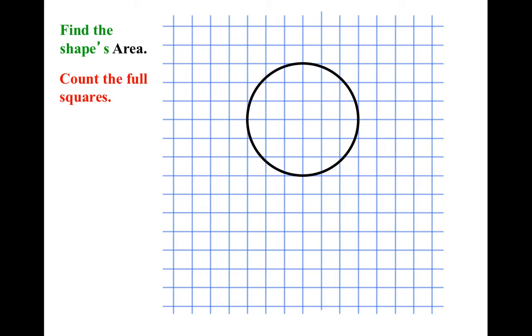So first, I want to count the full squares. There are some that are very easy to count. That's these. Count them up: 1, 2, 3, 4, 5, 6, 7, 8, 9, 10, 11, 12, 13, 14, 15, and 16 full squares. And then I'm going to count these as full squares because check it out, they are almost full squares. They're just barely over. So I'm going to count those as full because they are so close. And I got 24 total full squares.